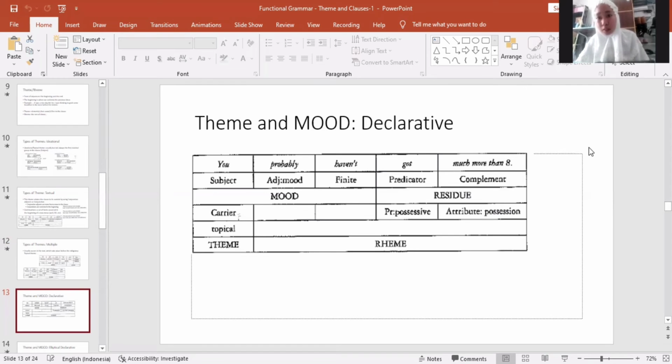So you as carrier, probably haven't got is process possessive, and much more than eight is attribute possession. In the theme, you is topical, and probably haven't got much more than eight is Rheme. For the next.